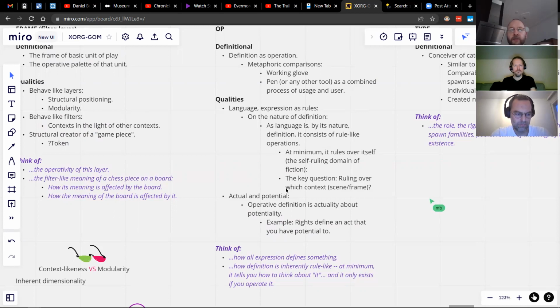But if we can stick to language for now, all language is essentially rule-like in its behavior, and all of it is operational. It's about how you operate, which creates another perspective: even normal text, but any kind of text, also text that defines particular game rules, they all actually are from the same range of behavior.